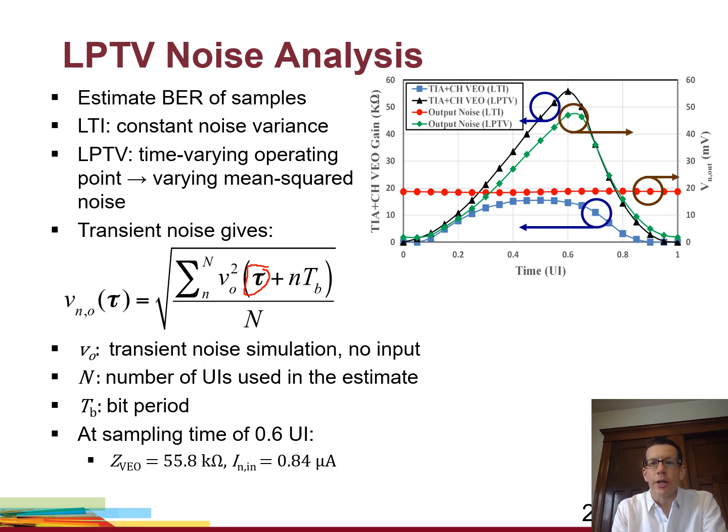The results are shown here in the top right. So for the LTI system, we have constant output noise as you move through the unit interval, shown in red, and we have the vertical eye opening shown in blue. For the periodically time varying system, the vertical eye opening shown in black is much higher. The noise, on the other hand, is higher, but not as much higher as the vertical eye opening increased. So what we see is that the input referred noise dropped from 1.2 microamps in the LTI case down to 0.84 microamps in the periodically time varying case.